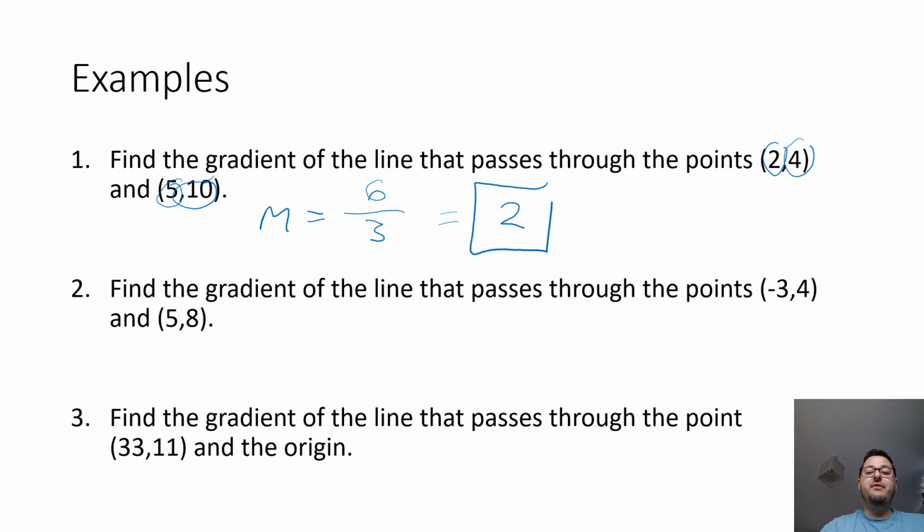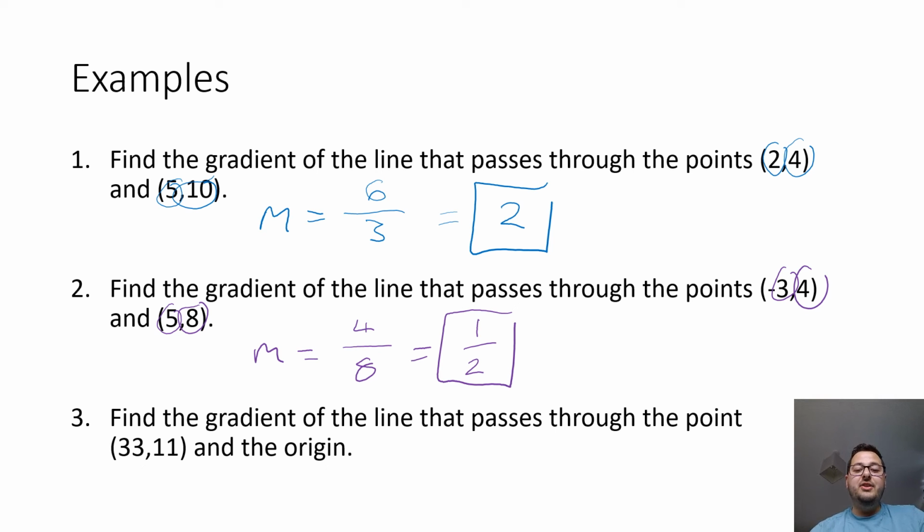Next one then, we want the gradient of the line that passes through the points (-3, 4) and (5, 8). Well, m is going to be, so the change in y, it's gone from 4 to 8, so that has gone up 4. And the change in x, it's gone from -3 to 5. Well, it takes 3 to get back to the origin, and then another 5, so that's going to be 8 altogether. And 4 over 8 simplifies to a half.